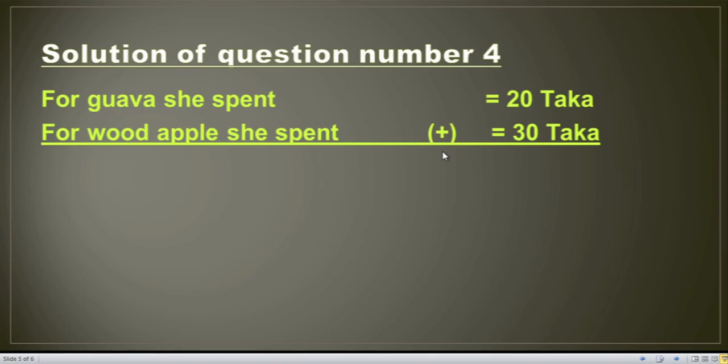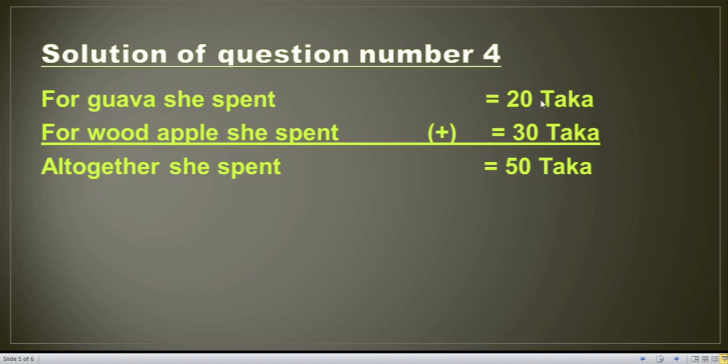And in the final line you should write that all together she spent 50 taka. Can you guess why I wrote this 50 here? You know that 0 plus 0 is equal to 0, and that is why on the right hand side I write this 0, and on the left hand side we can see that 3 plus 2 is equal to 5, and that is why all together she spent 50 taka.